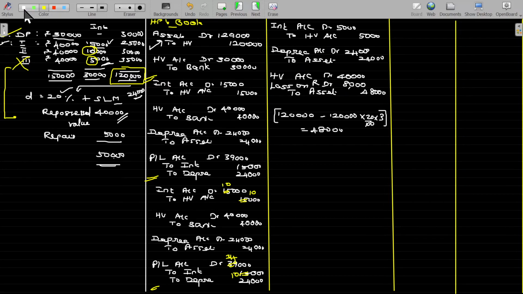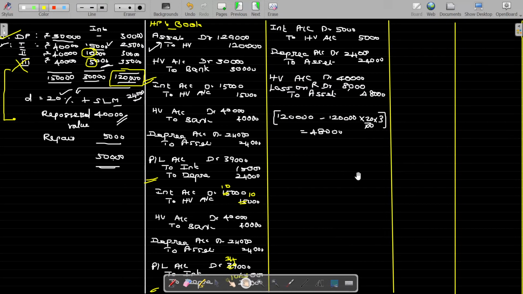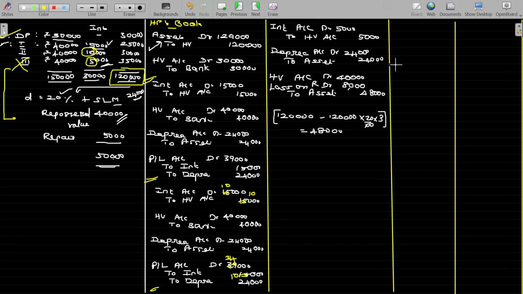In the books of hire purchaser, I am going to prepare the ledger book. Ledger bookல என்னென்ன prepare பண்ண போறோம்? Asset account ஒன்னு, hire vendor account ஒன்னு. இந்த ரெண்டு மெயின். Apart from that, we need to sometime open the depreciation account and interest account and P&L extract. தேவைப்பட்டா நம்ம ஓபன் பண்ணிக்கலாம்.